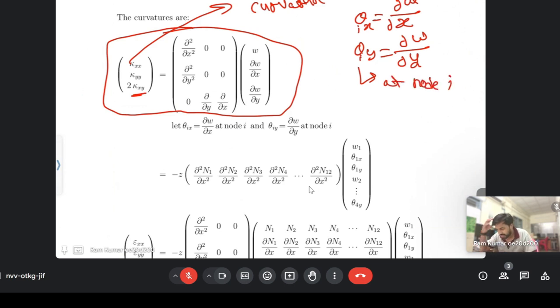For example, I want to find for node 3. So what will be theta? Theta 3x equals del w by del x. Then theta 3y equals del w by del y. Yes. So now after putting these in, then we have to find what this will be.